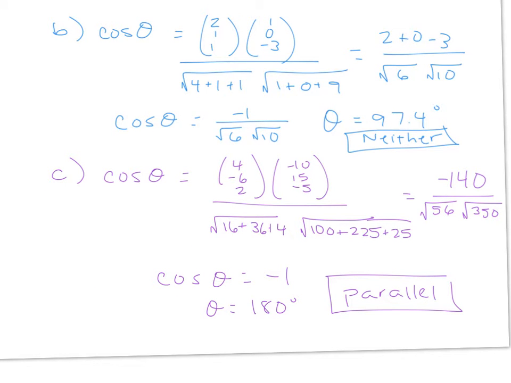Okay, so here's what I got. For part B, we get that the angle between them is 97.4, so that means that they're not perpendicular or parallel. For part C, when we calculate it out, we get that theta is 180 degrees. Well, for the angle to be 180 degrees between one line, 180 degrees would then make the other line right there. Well, that really means that they are going the exact same direction, so they are parallel.